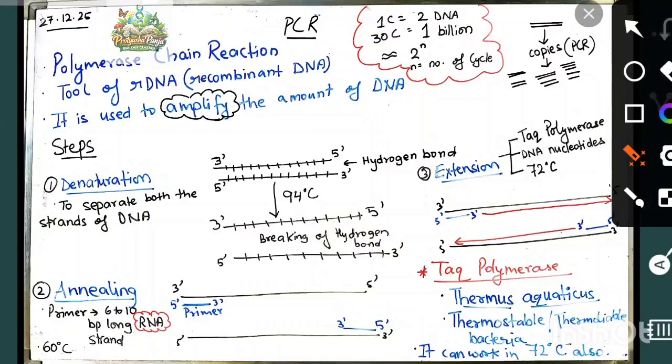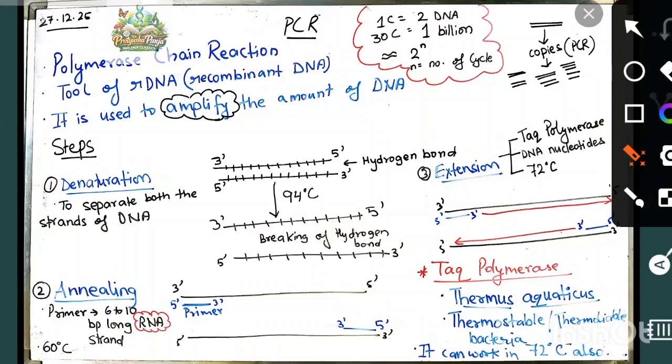For example, suppose you have only a very small piece of DNA and you want to make a lot of copies of that DNA, for some research purpose or some other purpose. At that point of time, you need the same copy of DNA in a larger number. So PCR is used to amplify, to increase the amount of DNA that you have, so that you can work with it more easily. Also, PCR is a tool for recombinant DNA.